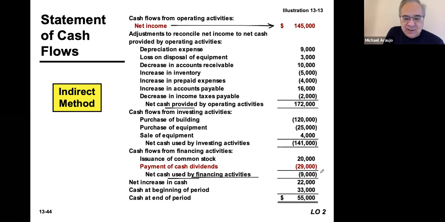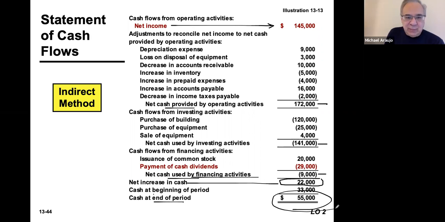So when you look at the 172 and you compare that with the 141 and the 9, the difference is a $22,000 increase in cash. Means that our beginning period cash was 33. We changed by 22, ending cash 55. This is what you're going to be seeing on the balance sheet for that particular year.